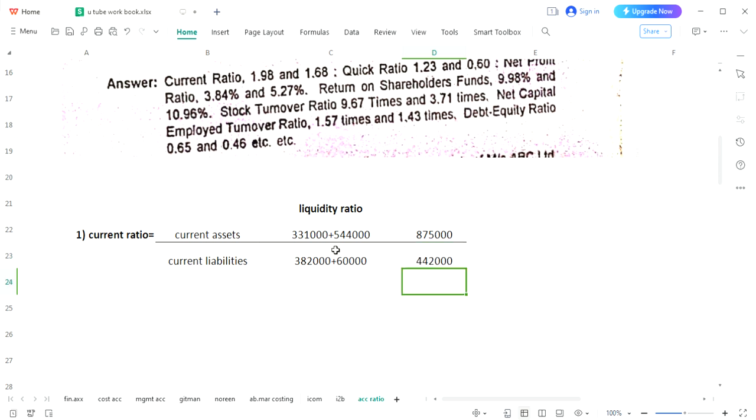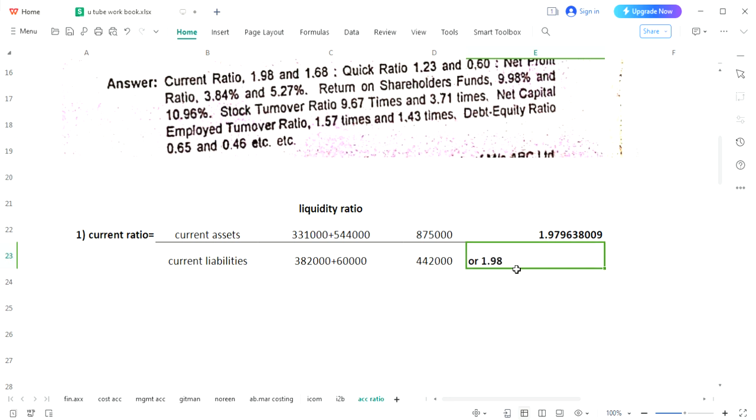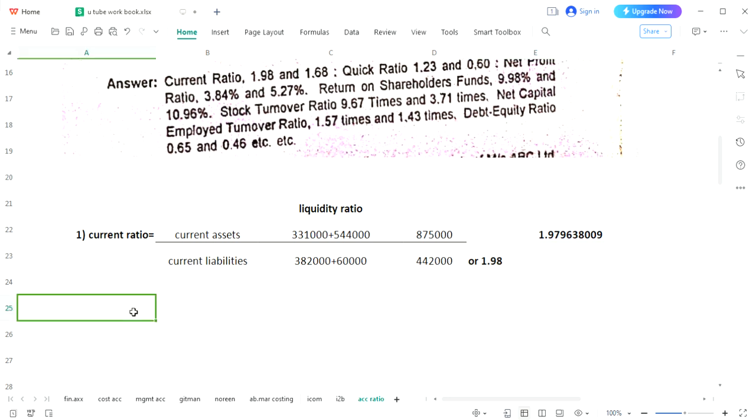Sum of current liabilities has also been calculated. Now it's time to calculate our ratio, current assets divided by current liabilities. So we have our first ratio, the current ratio, calculated, and this is 1.97, or you can write 1.98 instead of 1.97, because 9 is after 7, so you may write 1.98. Alright guys, now look here, the current ratio answer is 1.98 for X company. First ratio has been completed.